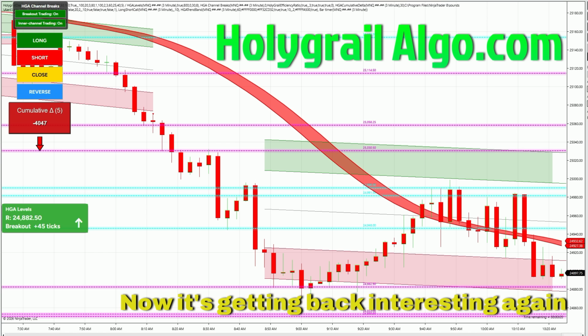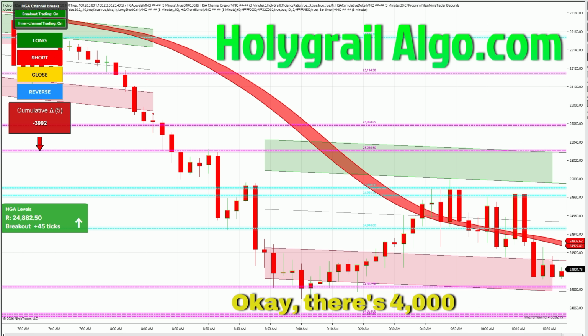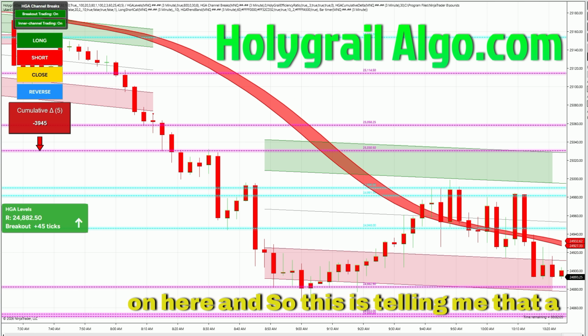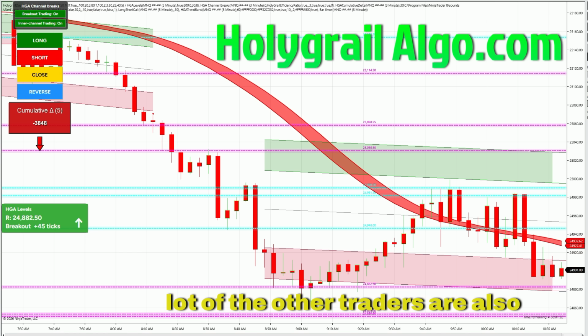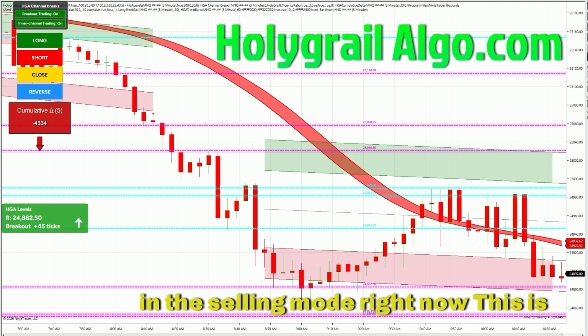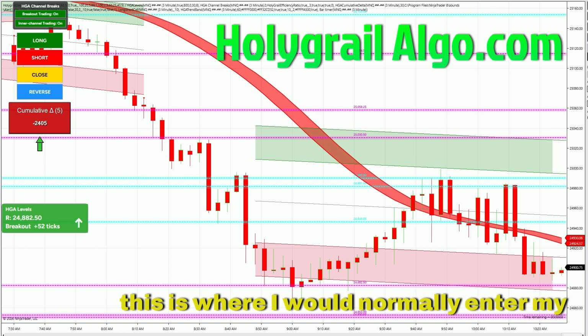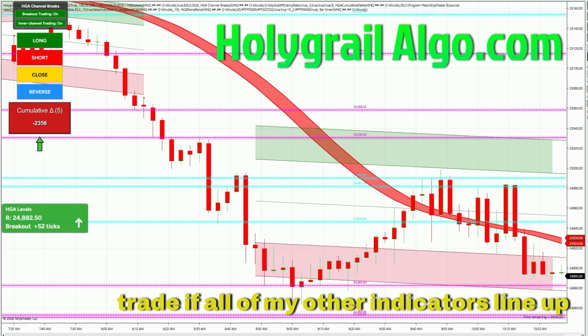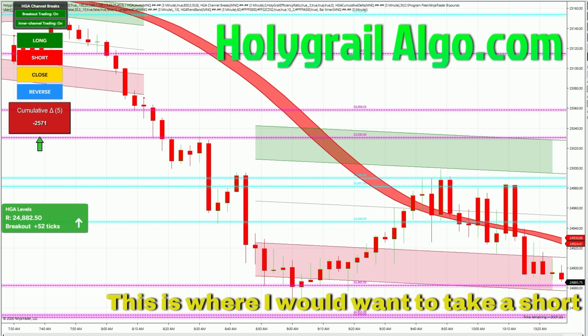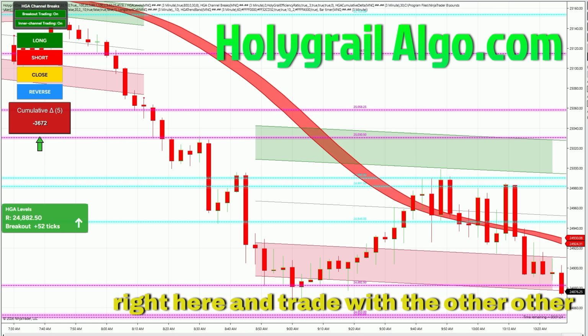Now it's getting interesting again, back up. Okay, there's 4,000 on here. And so this is telling me that a lot of the other traders are also in the selling mode right now. This is running tick by tick. We're up over 4,000. This is where I would normally enter my trade if all of my other indicators line up, and this is where I would want to take a short right here and trade with the other traders.